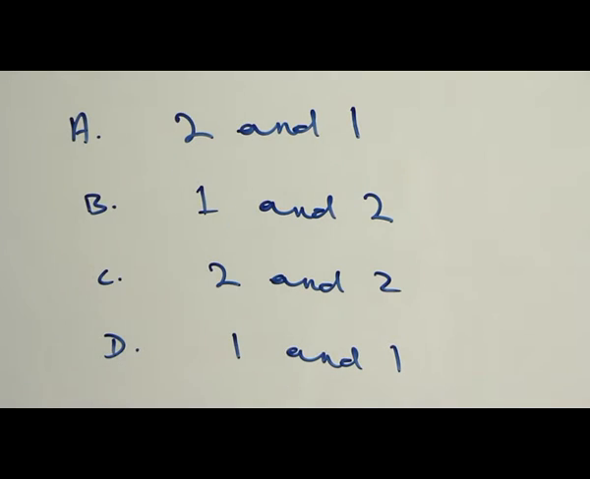D, 1 and 1, it is wrong. The number of lone pairs of electrons in water is 2, but that of ammonia is 1, so it is not correct. So the correct option is A.